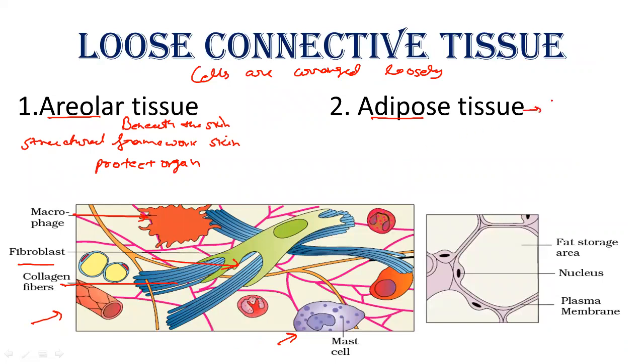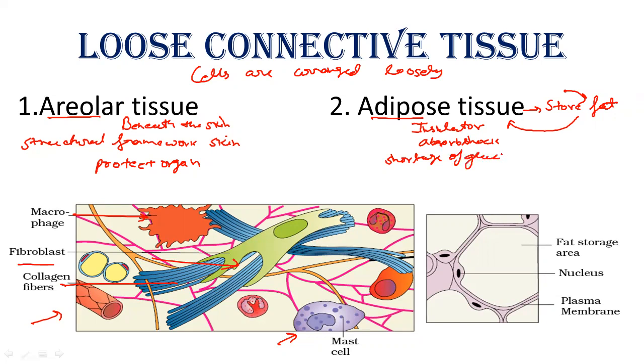Adipose tissue. Adipose tissue stores fat. How does it store fat? When there is extra nutrient present in your body like protein and carbohydrate which is not utilized by your body, that is converted into fat and stored in adipose tissue. So adipose tissue works as an insulator also. It absorbs shock. Also, if there is a shortage of glucose, that fat is converted into starch.